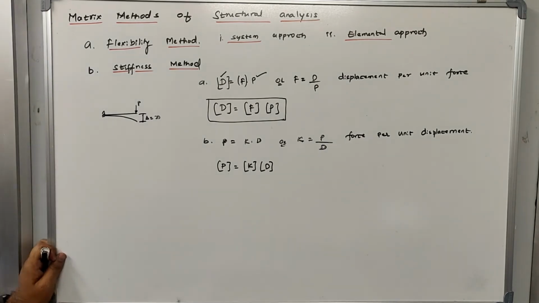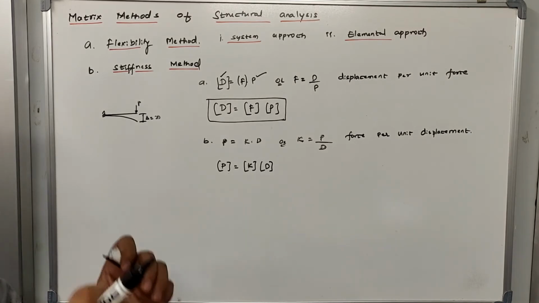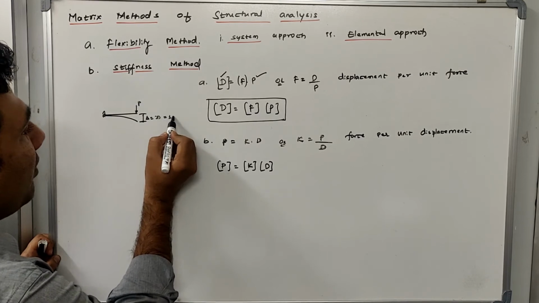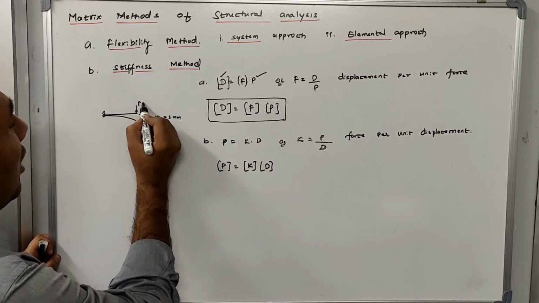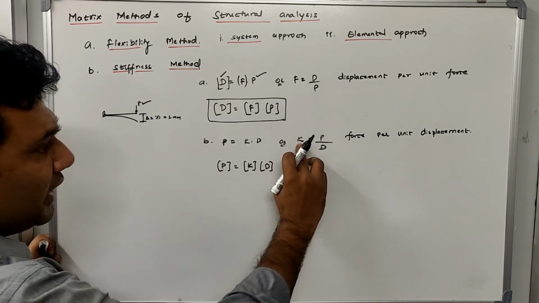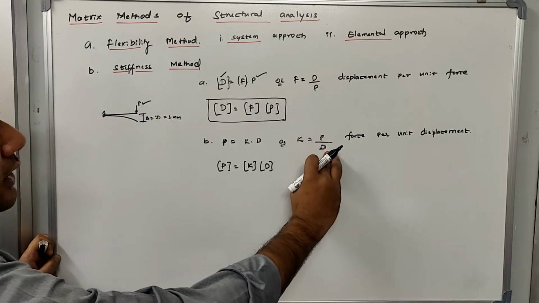Now you try to understand that stiffness explains how much force is to be applied for unit displacement. For example, if this delta is equal to 1 mm, I need to determine how much force is to be exerted. That is what stiffness is representing. Stiffness is representing force per unit displacement.